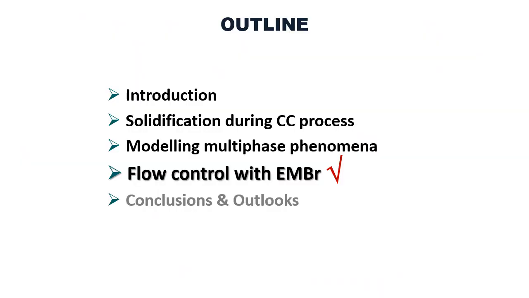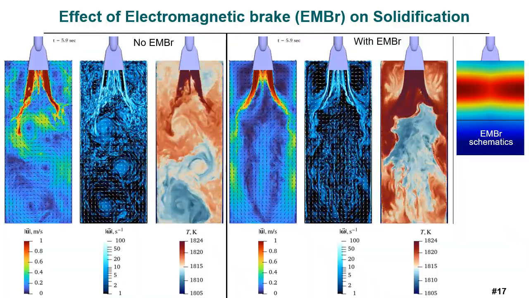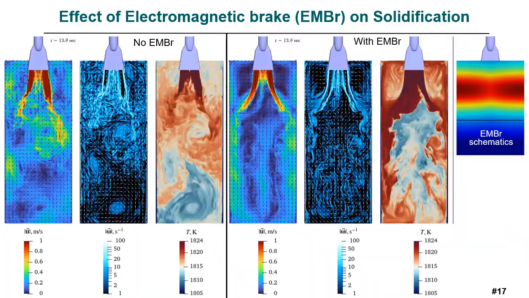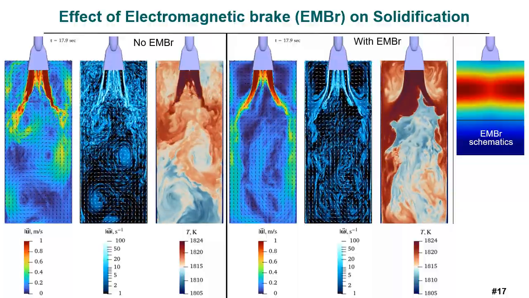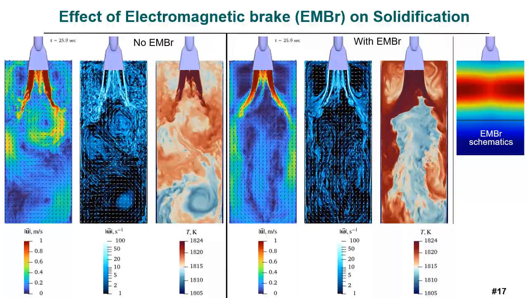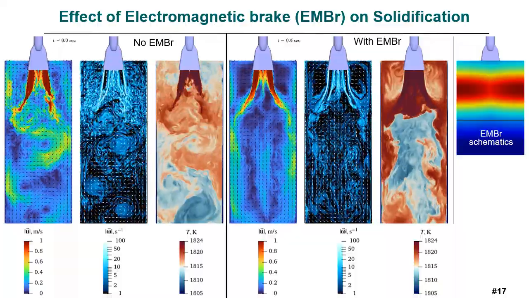Logically, we come to flow control of the multiphase phenomena in the continuous casting process. And the electromagnetic braking is one of the well-known techniques for that. The electromagnetic braking represents a transversal distribution of the applied magnetic field. It can be uniform or localized. Here we present two comparative cases, without applied magnetic field and with EMBR.